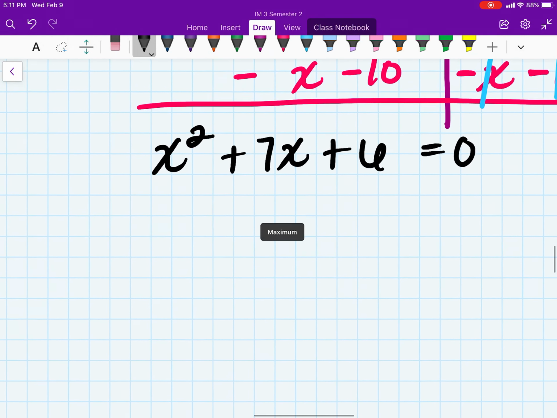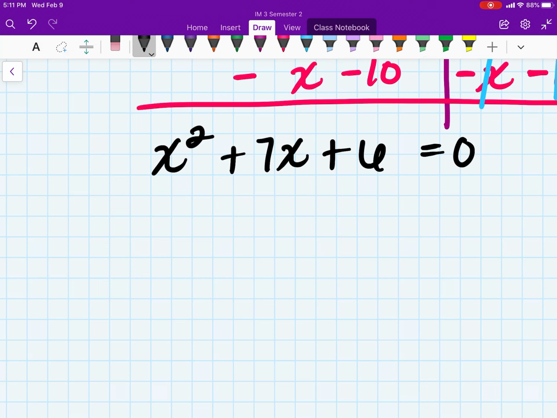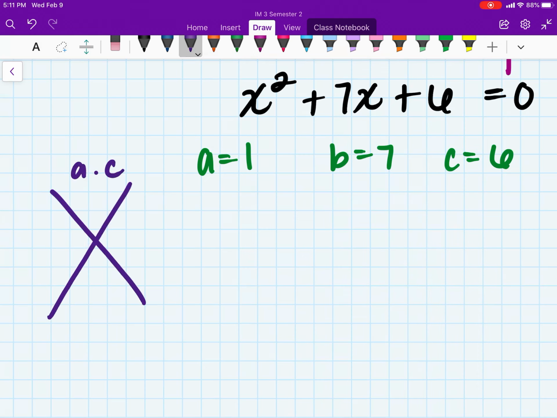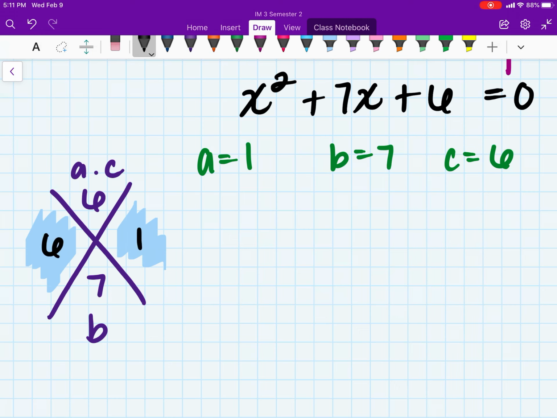Now, in this case, I could actually focus on factoring this with the diamond method. So let's go ahead and first identify A, B, and C. So A in this case, guys, is a 1, B is 7, C is 6. Now, based on that, we're going to go ahead and build the diamond here. And I have A times C on top, and I have B on the bottom. A times C in this case, guys, is 6, B is a 7. So two numbers that multiply to a 6 and add up to a 7 in this case would actually be 6 and 1.